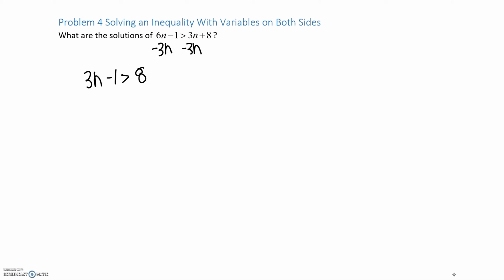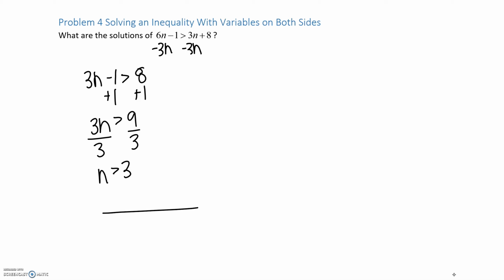Now what I'm going to do is get this constant onto the other side, so I'm going to add 1 to both sides. That leaves me with 3n is greater than 9. The last thing we need to do is get this n by itself. So we are going to divide by 3, which leaves us with n is greater than 3. On a number line, that would give us an open circle at 3, and we are shading to the right. And our function notation would be open parentheses 3, comma, infinity, close parentheses.